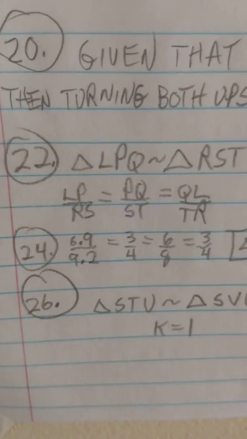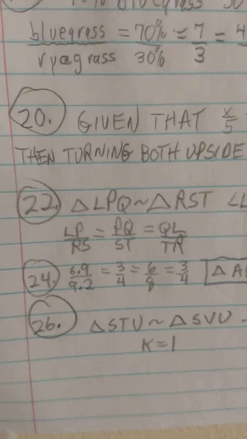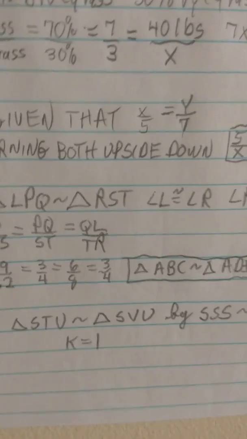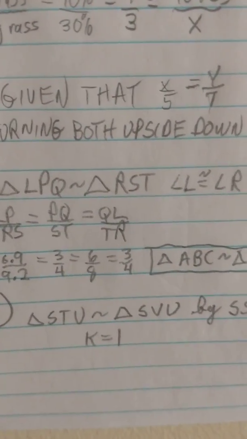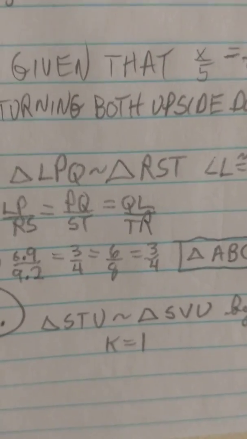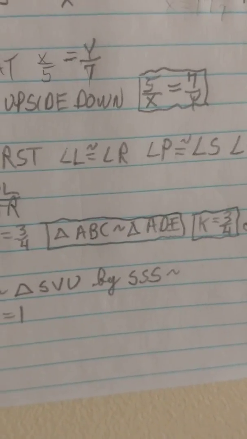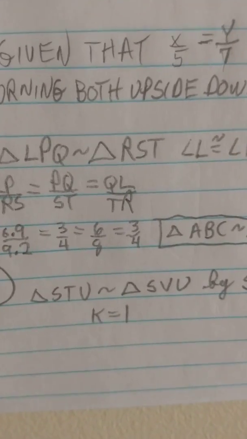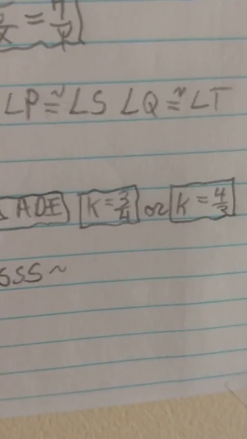Now in 22, we're given that we have two similar triangles. LPQ is similar to triangle RST. So of course the first letter L is congruent to the first letter R in the second one. Angle P is congruent to angle S, the second letter. And angle Q, the third letter, is congruent to angle T, the third letter.